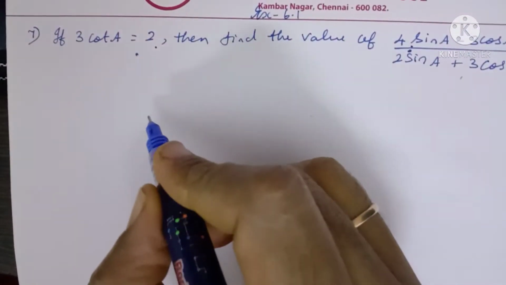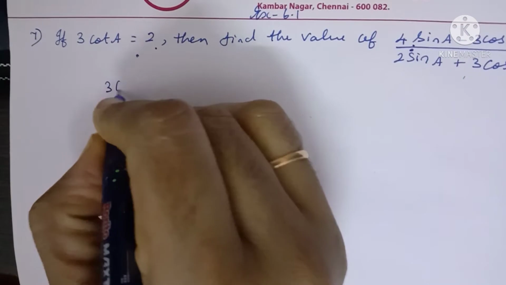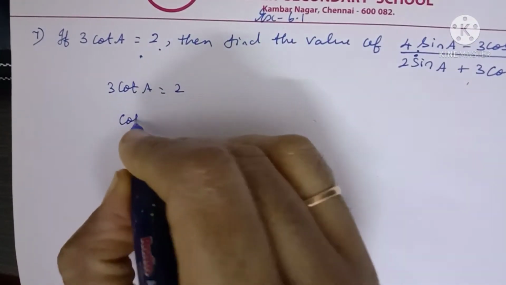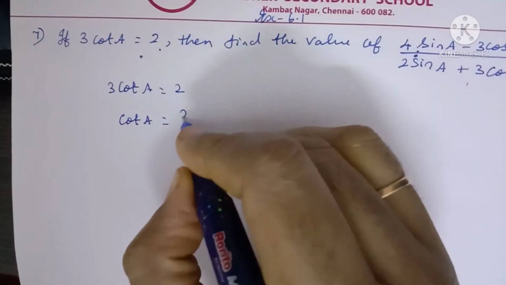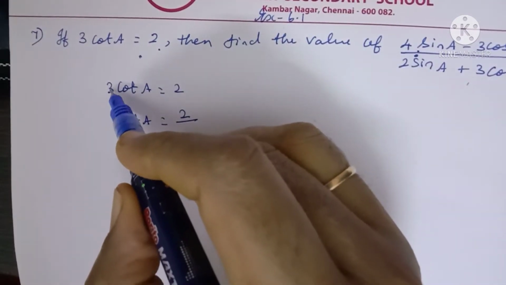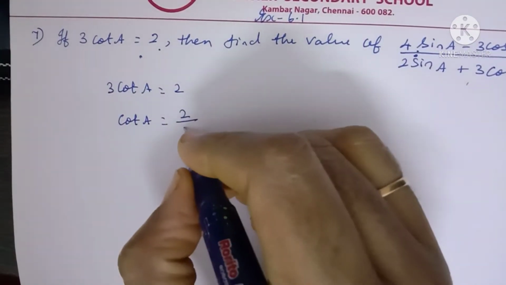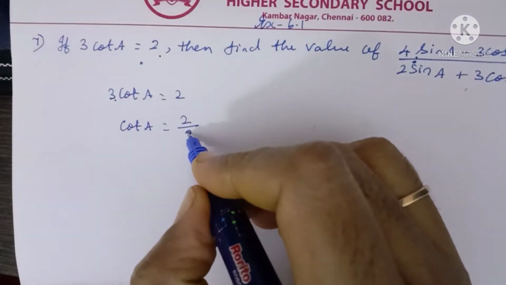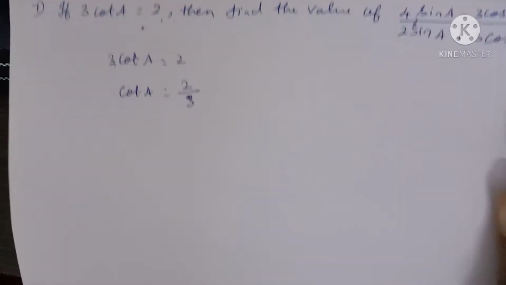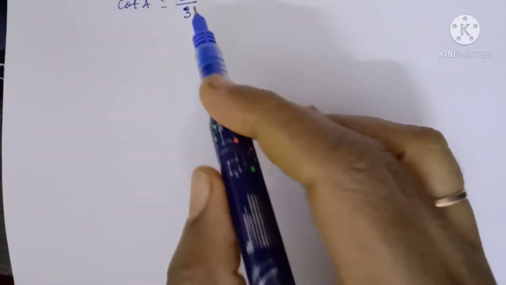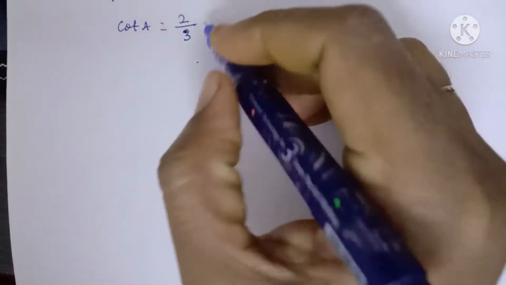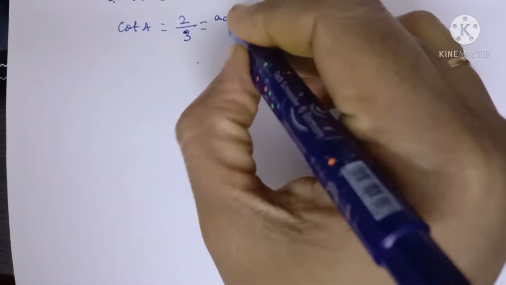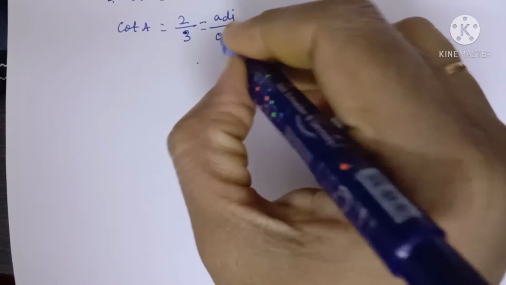So first take and write what is given. 3 cot A is equal to 2. Therefore, cot A is equal to 2 by 3. When you bring this 3 to your right hand side, it changes into divide. Multiplication means when you bring it to the other side, it's changed into divide. And you know what is cot A? Cot A is adjacent by opposite.